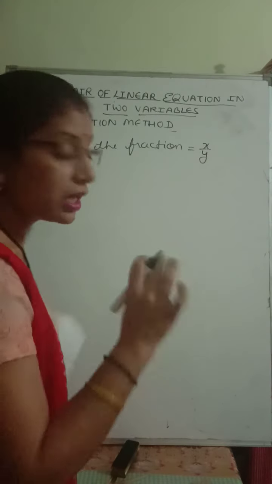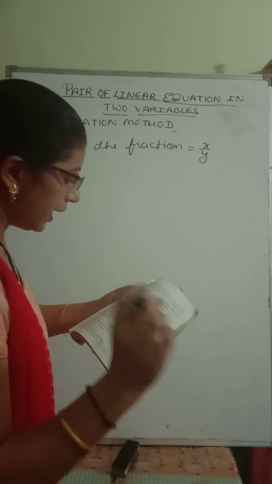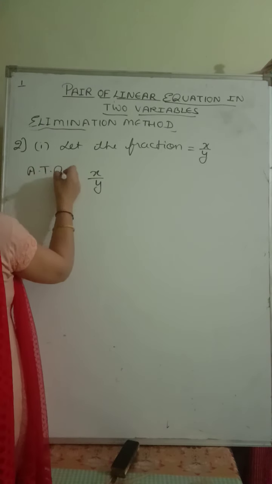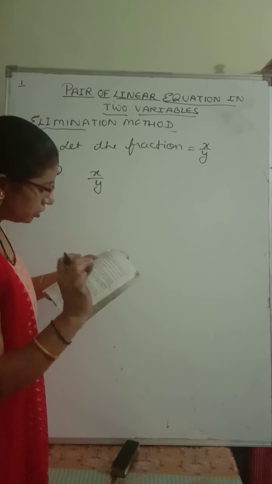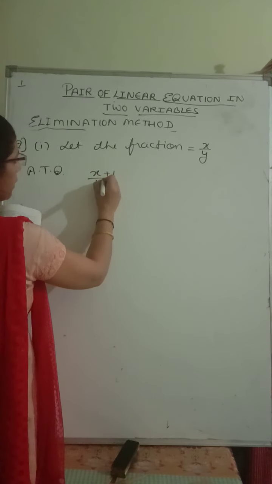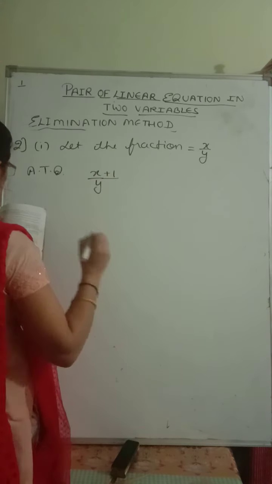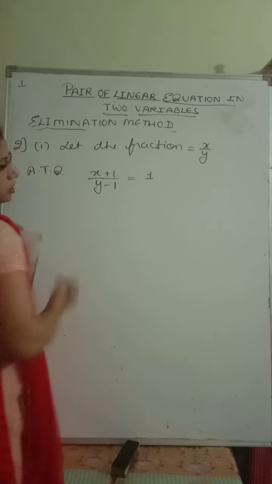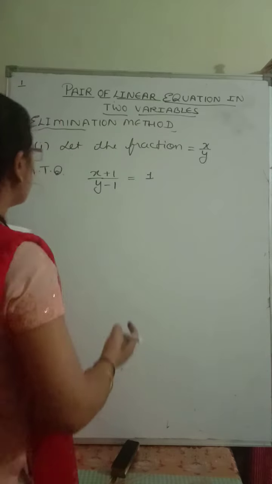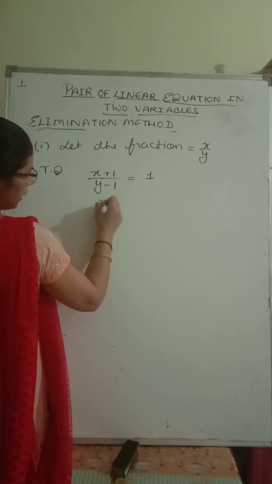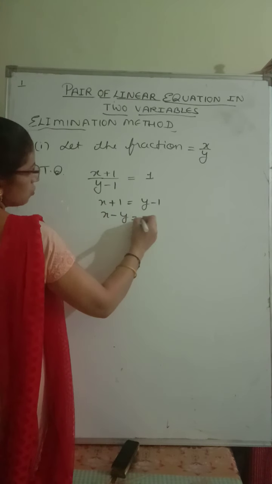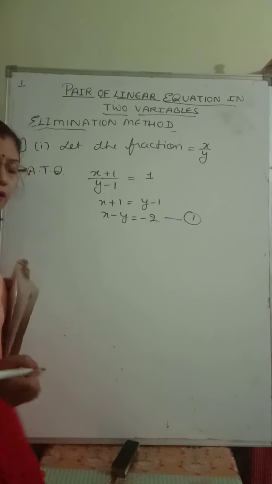Okay, now the condition what they have given, if we add 1 to the numerator and subtract 1 from the denominator, the fraction reduces to 1. मतलब एक हो जाता है. Okay, so from here let us cross multiply. x plus 1 is equal to y minus 1. So x minus y is equal to minus 2. Let me call this equation number 1 from the first condition.